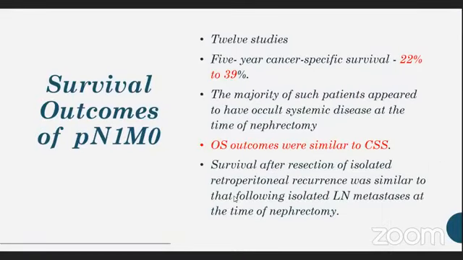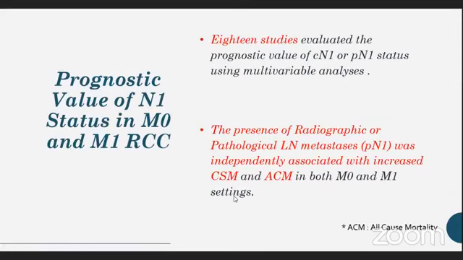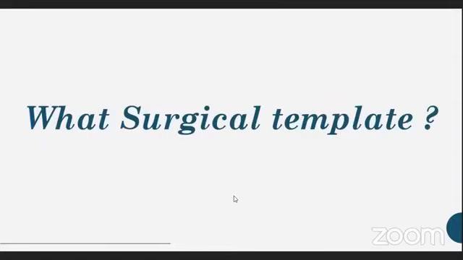So in N1M0, 12 studies, 5-year cancer-specific survival is 39% at the best. OS outcomes are very similar to cancer-specific outcomes as well. Prognostic value of N1: the presence of radiographic or pathological lymph node metastasis was independently associated with increased mortality. But once again, doing a dissection did not add to the survival of the patient.